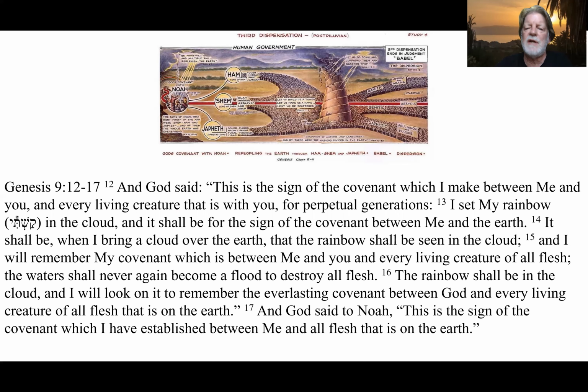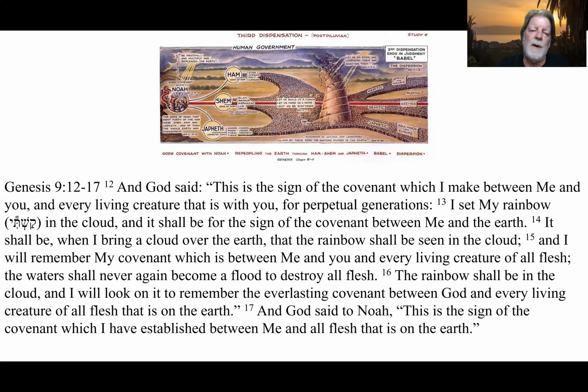God said, this is the sign of the covenant that I will make between me and you and every creature that is with you. I think the word sign there is oht in Hebrew, a significant mark, kind of a milestone that God uses as a reminder of this covenant. So this is a sign of the covenant I will make between me and you and every living creature that is with you for perpetual generations.